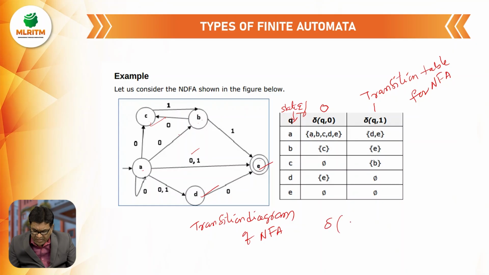Now take delta A with 1. It goes to how many states? You have to find out. A with 1, D. A with 1 goes to E. So that's why we write D comma E. That is A with 1.